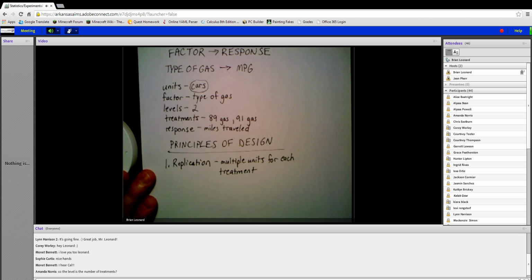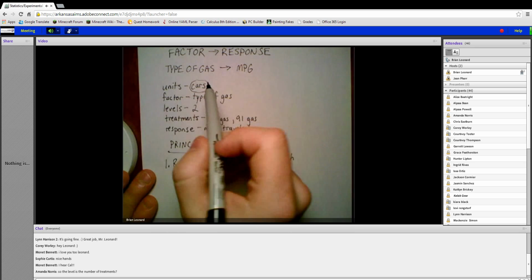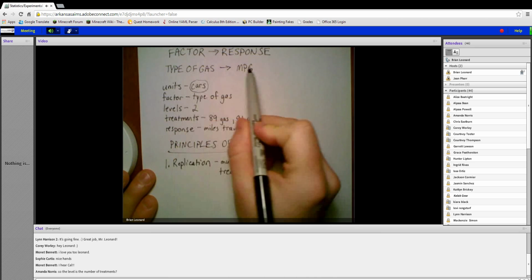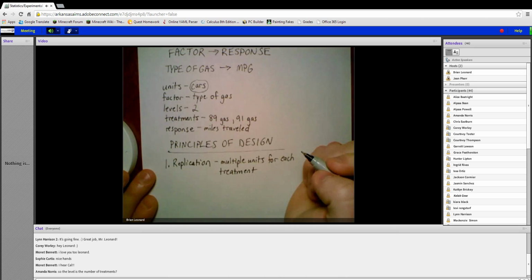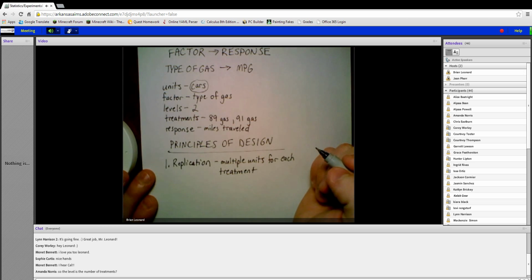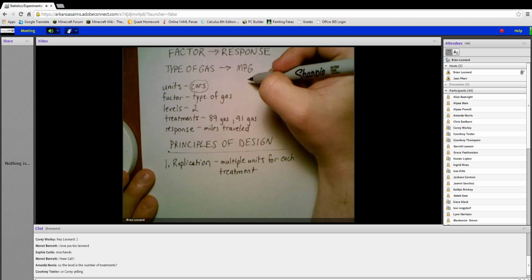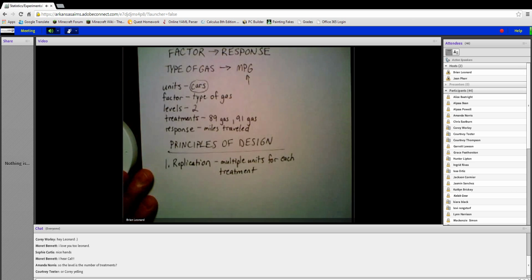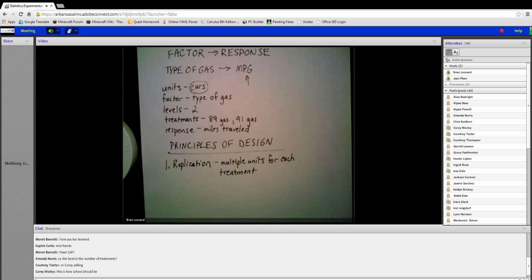So here's the issue in an experiment. Is the type of gas the only thing that affects your mileage? I don't know if y'all can access the chat screen down there. Can anybody type in something real quick that might also have some kind of effect on the mileage?